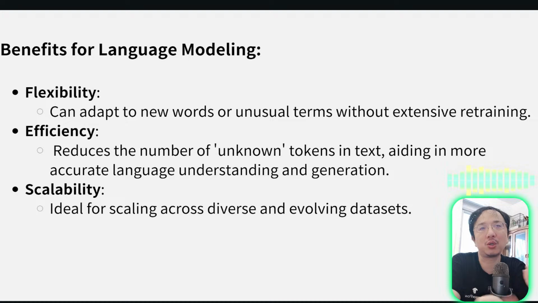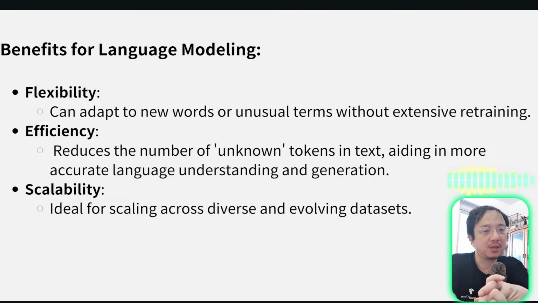好，所以你如果有新的字进去，它还是那个 tokenize 还是可以用的哦，问题不是很大。And it reduces the number of unknown tokens in the text. It actually helps the model to understand the text better. And it is also ideal for scaling across different, diverse, and evolving data sets. So that's the benefit of using a tokenizer. That's why the token-level model is dominant and mentioned in large language models today.